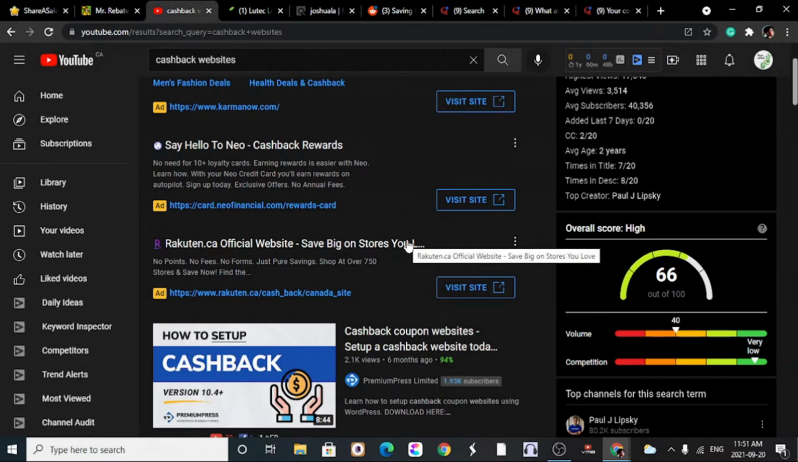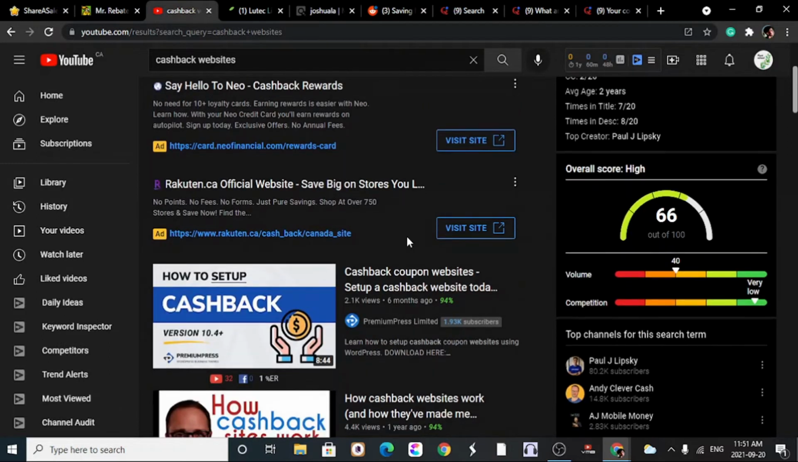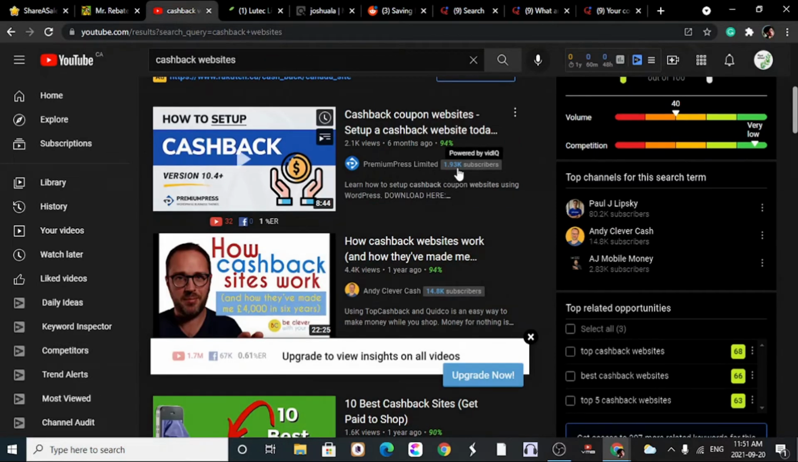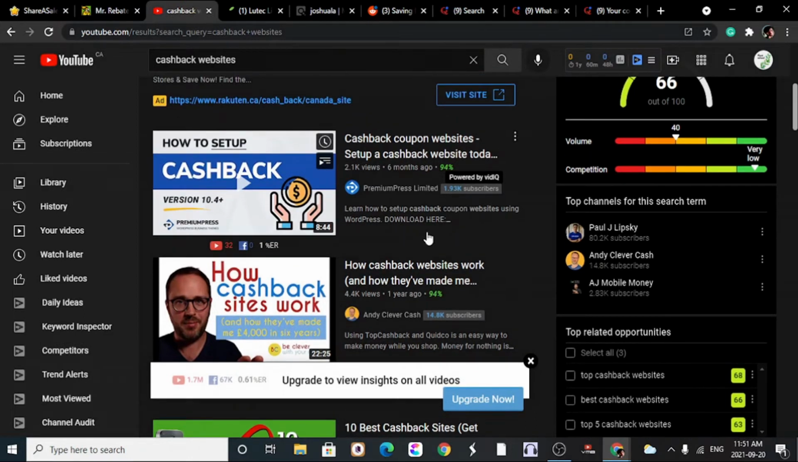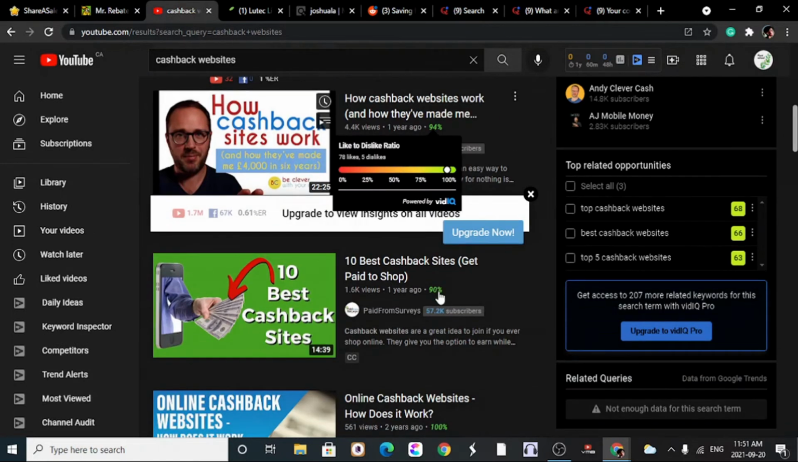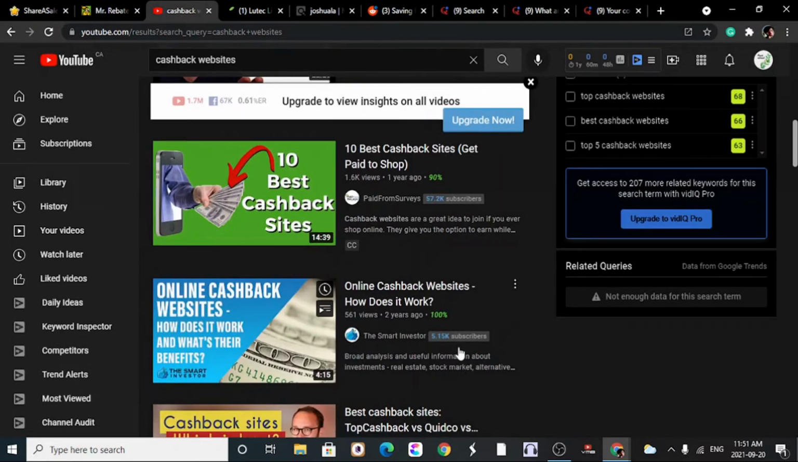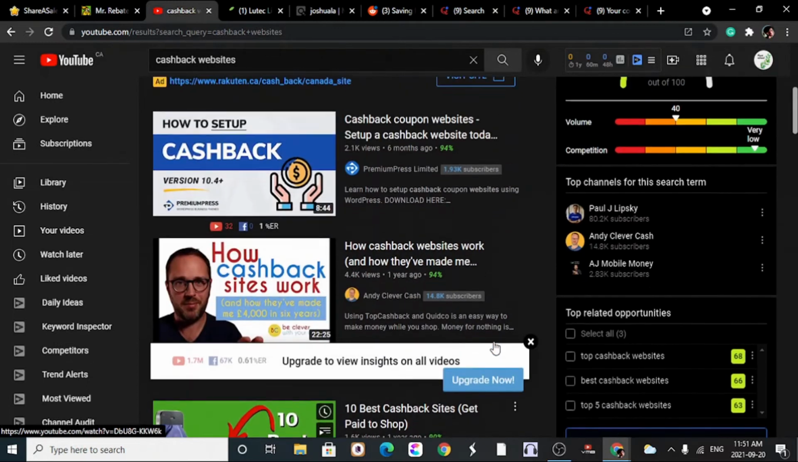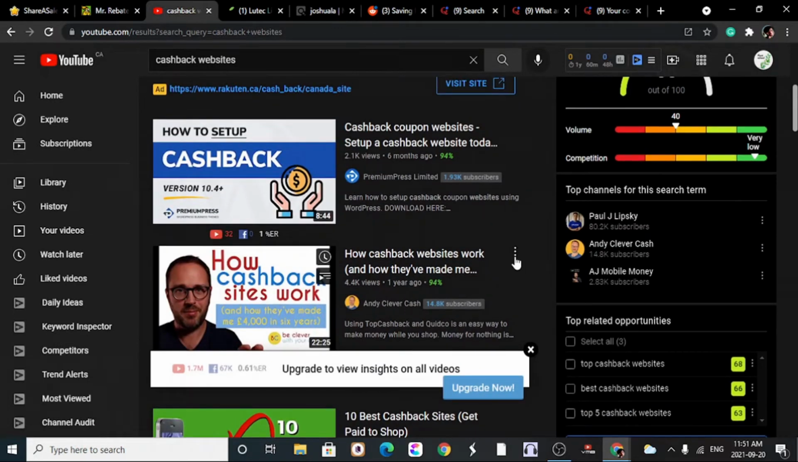There are two ways you can make money with this very strategy. The first strategy is to make videos about cashback websites. You can see here the competition is low, and it can be evidenced by the number of channels and subscribers on the channels that are ranking for this very keyword. You can see 1,000 subscribers, 14,000, 7,000, 5,000. There's not a lot of subscribers. Of course, you need to find a keyword with a good search volume. You can see here smaller channels are getting views, which is good.